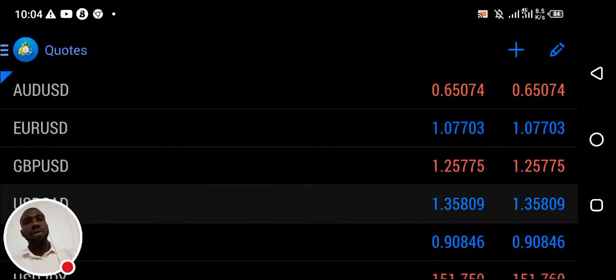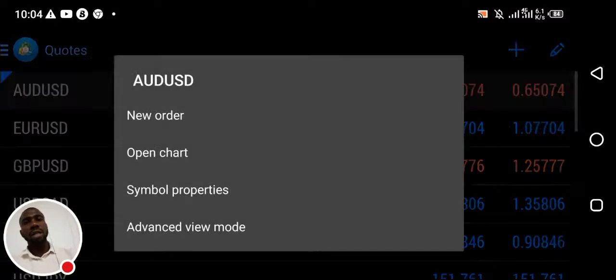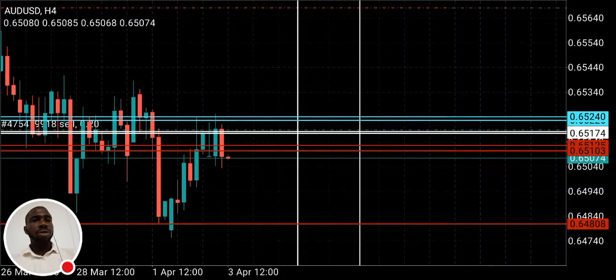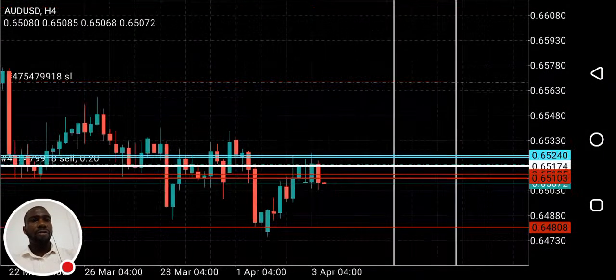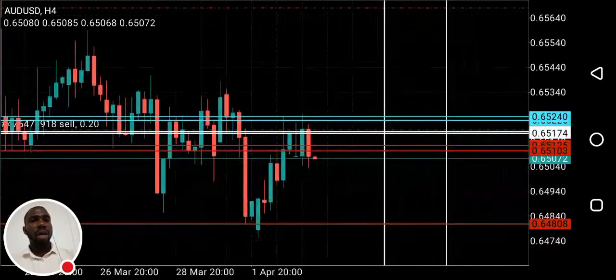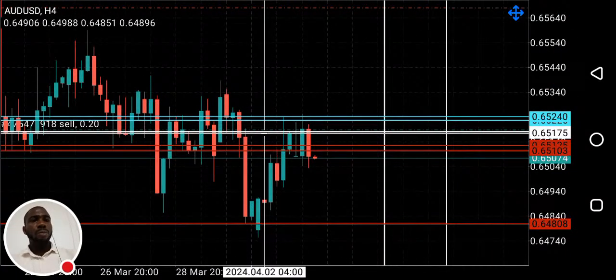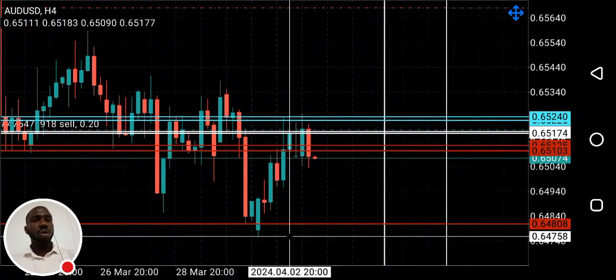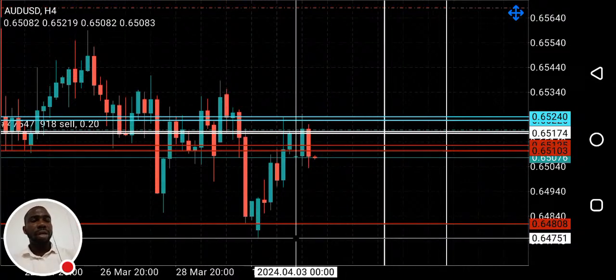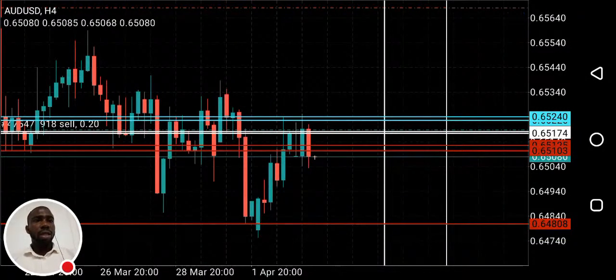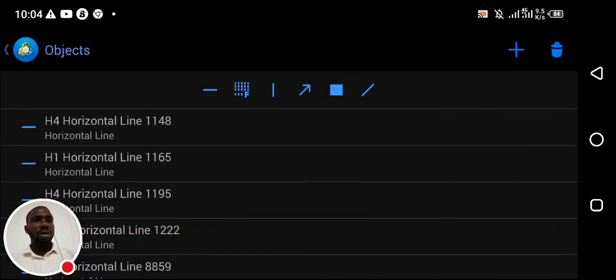So let's start with Australian dollar USD. I'm currently selling Australian dollar USD. My bias on Australian dollar USD is bearish for today's market, and I'm hoping they will push price down to this low to clear liquidity. That's my expectation on Australian dollar USD. Let's start with the daily. Let me delete all these lines.